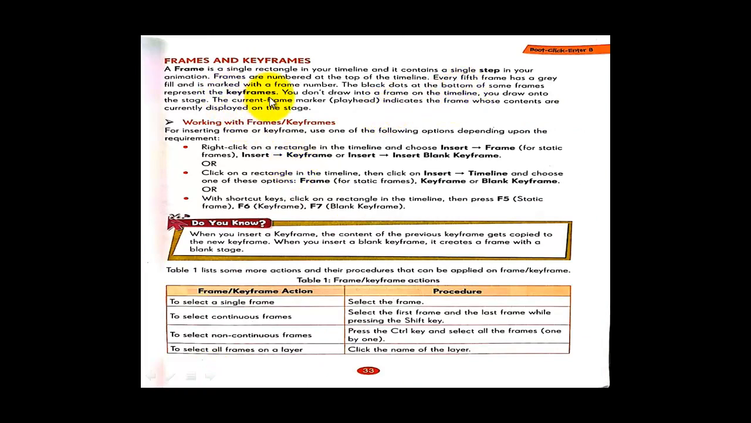The current frame marker, the playhead, indicates the frame whose contents are currently displayed on the stage. This playhead will indicate the frame whose contents are currently displayed on the stage.